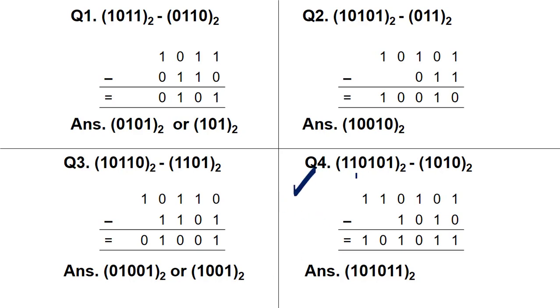Our last question is 110101 with a base of 2, and from this we have to subtract 1010 with a base of 2. Fine. Now first of all you have to subtract 1, 0. Fine. So when you subtract 0 from 1, the result will be 1. In the next step we have 0 minus 1. So for this we have to take a borrow.